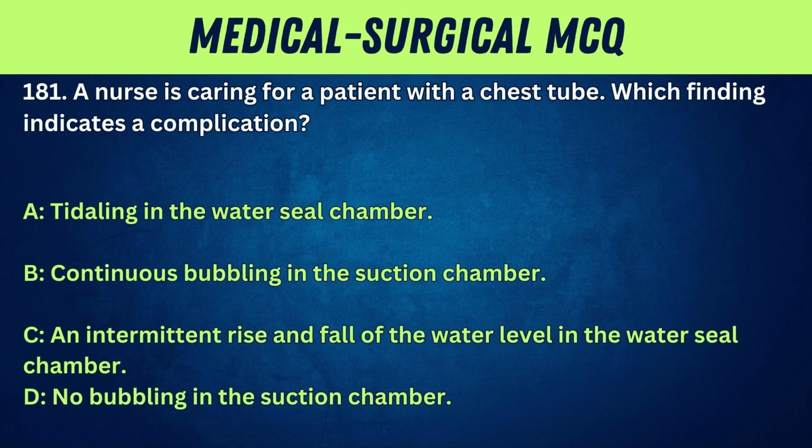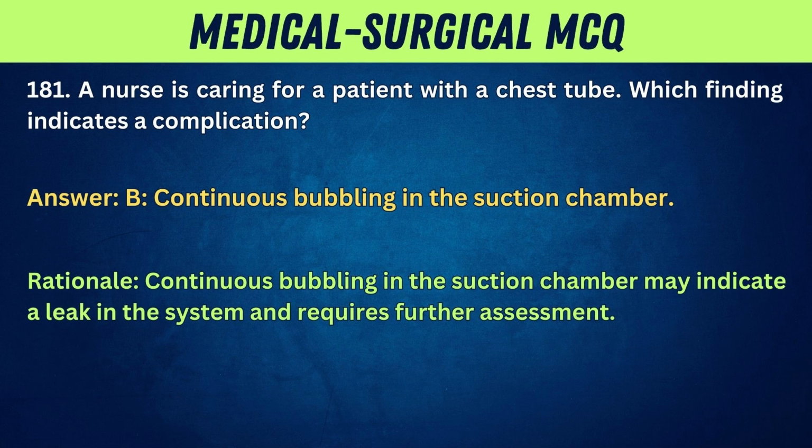181. A nurse is caring for a patient with a chest tube. Which finding indicates a complication? A. Tidaling in the water-sealed chamber. B. Continuous bubbling in the suction chamber. C. An intermittent rise and fall of the water level in the water-sealed chamber. D. No bubbling in the suction chamber. Answer: B. Continuous bubbling in the suction chamber. Rationale: continuous bubbling in the suction chamber may indicate a leak in the system and requires further assessment.